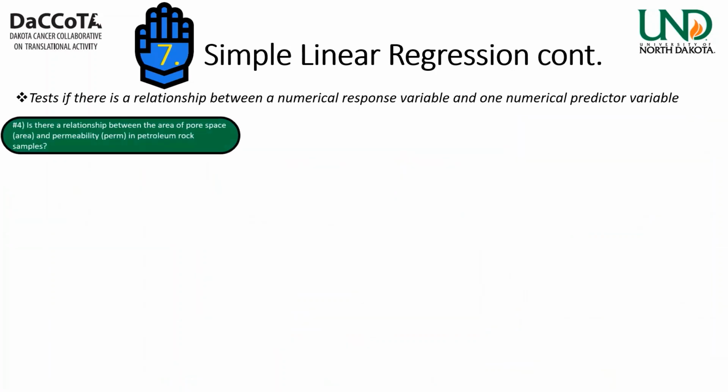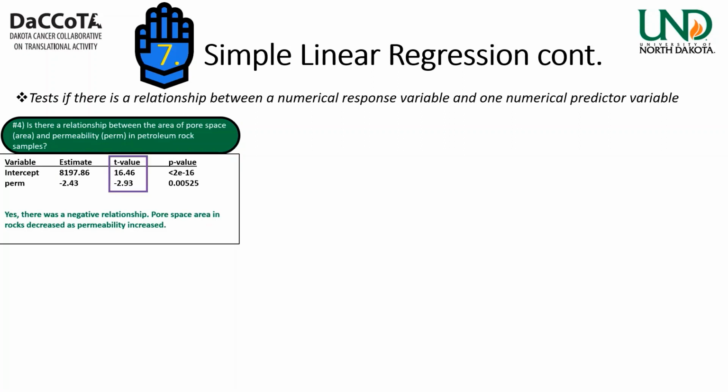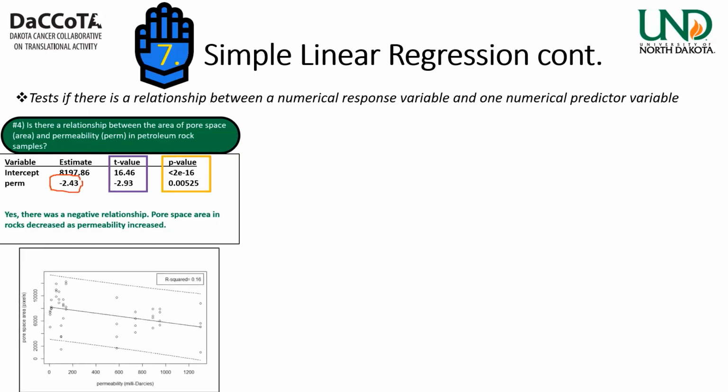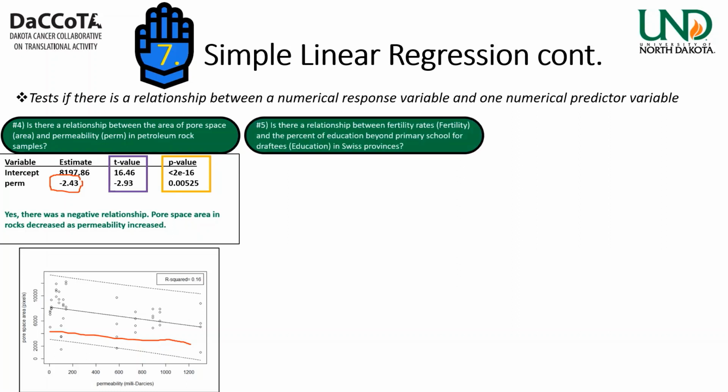All right, let's keep going here. Again, on the rocks, we like to rock around here. We're going to look at pore space and permeability, and that is significant. But now we can see here that our estimate and our resultant t-value is actually negative, which means it's significant, but it was a negative relationship. You can have those as well. Pore space in rocks decreased as permeability increased. So you can have both positive and negative relationships. What's not significant is essentially a flat line, no relationship. But I'm getting ahead of myself.